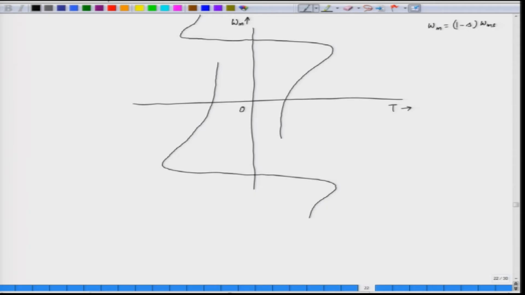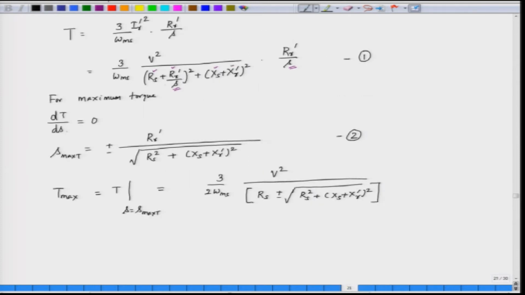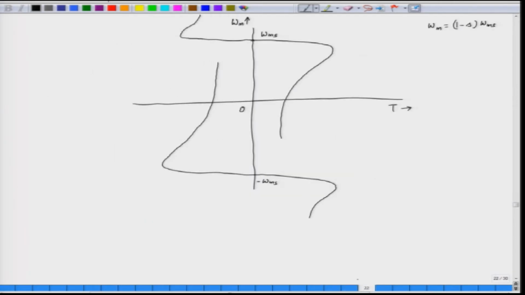So, the slip and the speed are related. So, this is the no load speed. Let us say this is omega m naught or omega m s here, the synchronous speed. This is minus omega m s. So, if you plot this equation 1 for various values of slip, we get this curve, and this is the speed in the y axis. So, the slip value is equal to 0 here, and slip is 1 here, and here the slip is more than 1, and this is the negative slip.